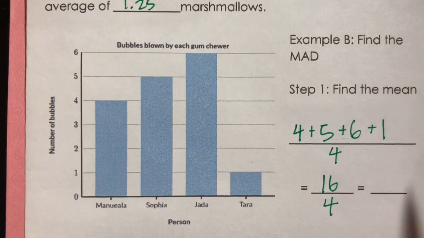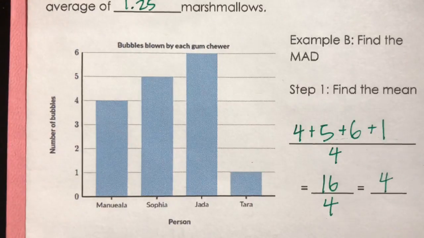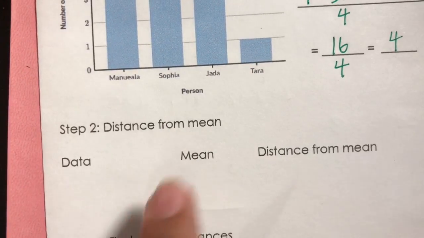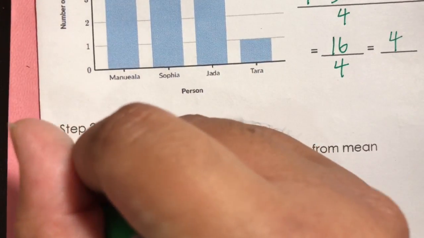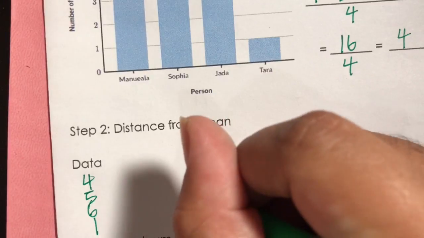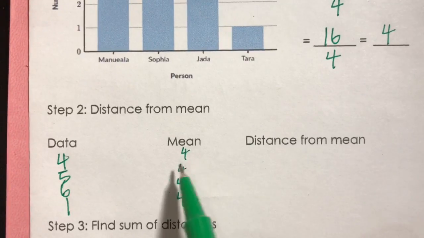So 16 divided by 4 equals 4. So that's our mean of this data set. Okay, so now step 2, we need to find the distance from the mean. So our data, again, is 4, 5, 6, and 1. And our mean is 4, 4, 4, 4. So now we need to find the distance from the mean.